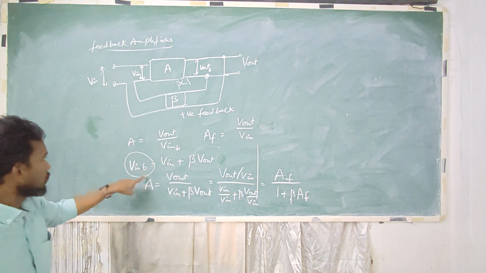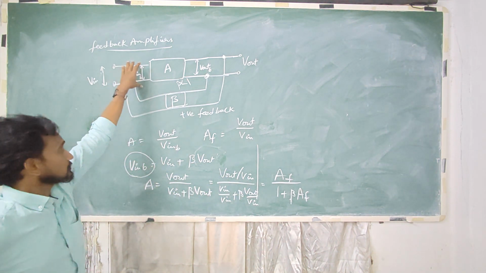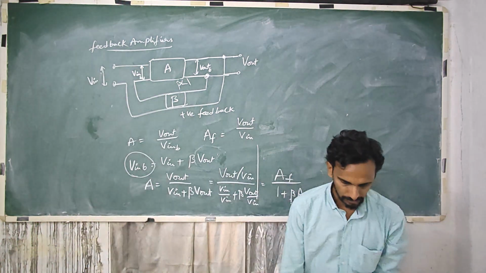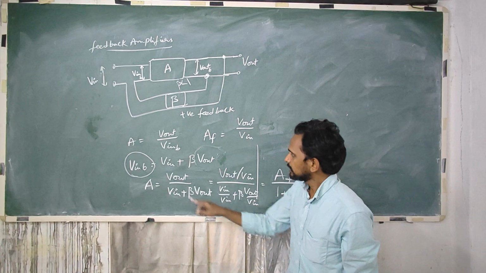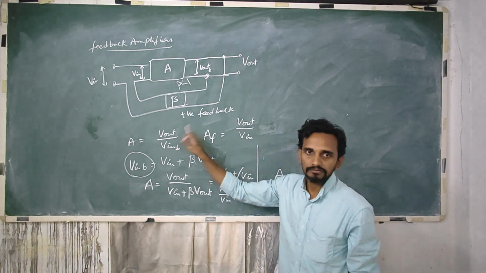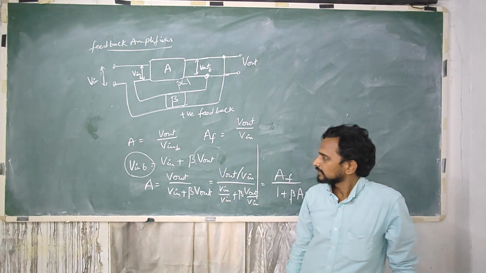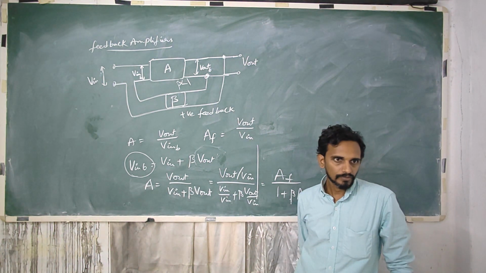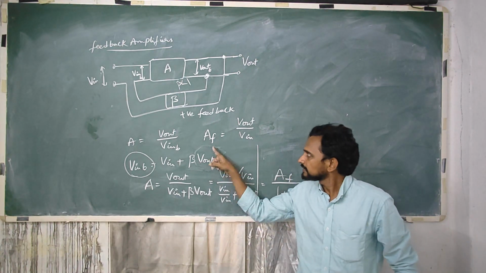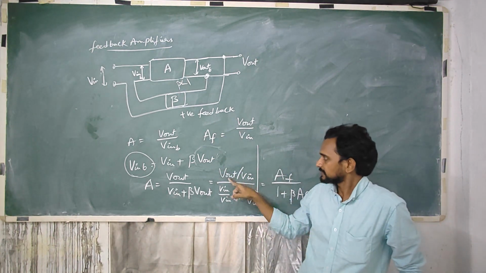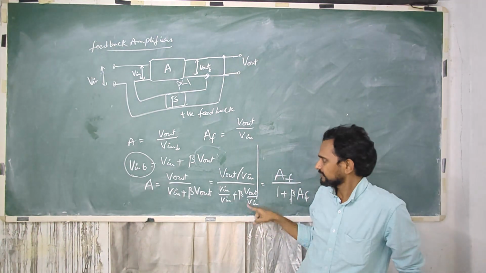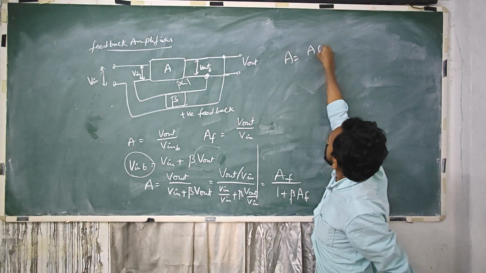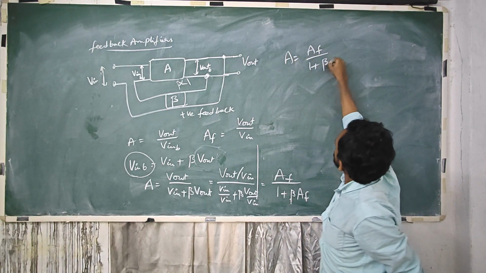So I got three equations and I need to eliminate V in B, which is of no use for me now. That information should be eliminated. So I eliminated V in B here. So what I get? V out by V in plus beta times V out. And I try to convert in terms of the known factors AF. So V out by V in by V in by V in, beta times V out by V in. So what did I get? A is equal to AF by 1 plus beta times AF.